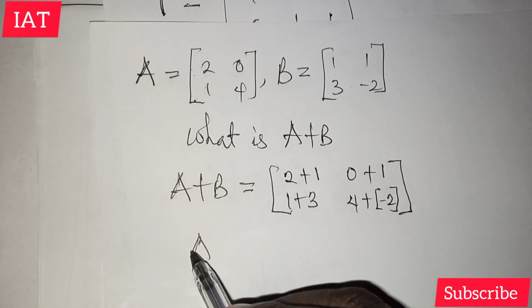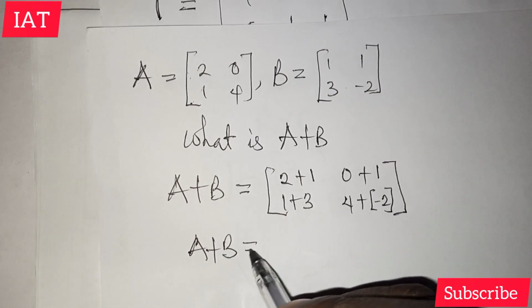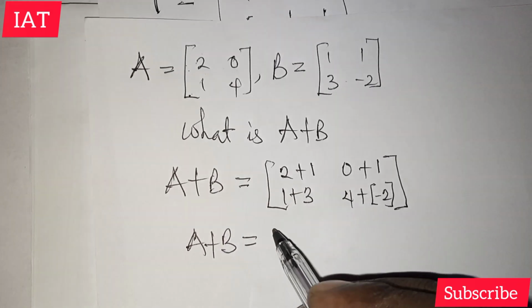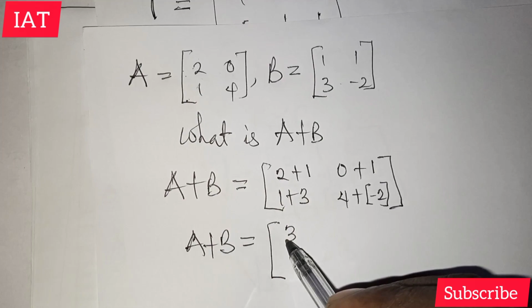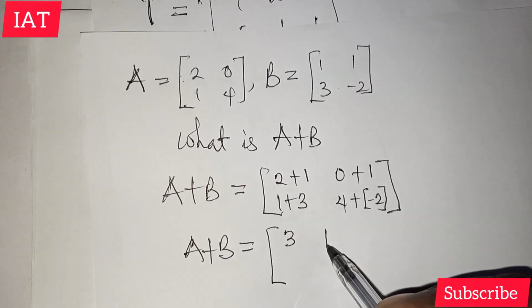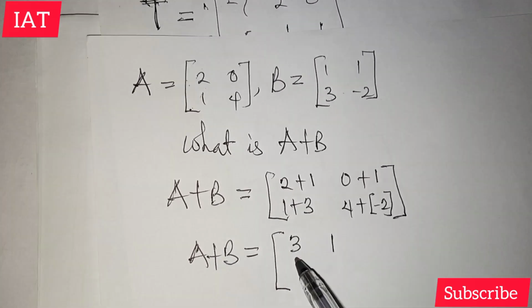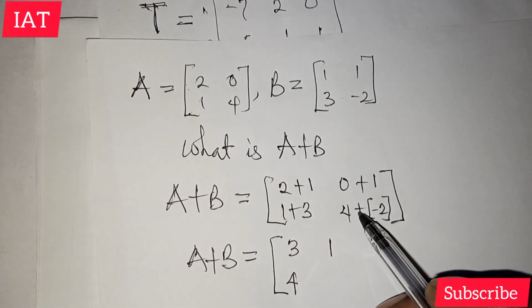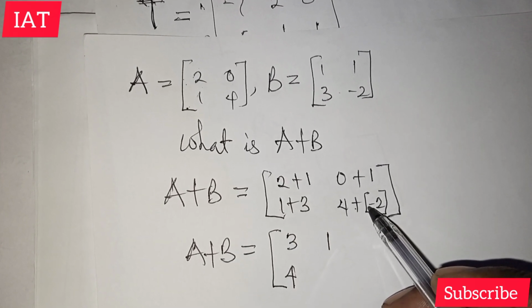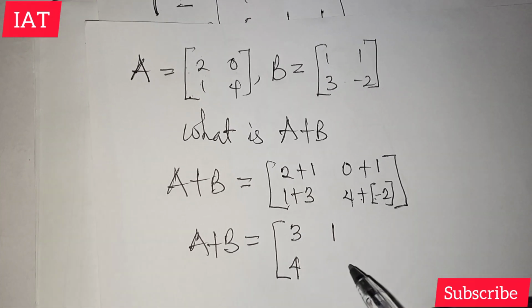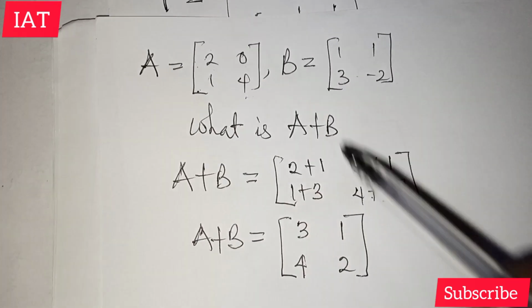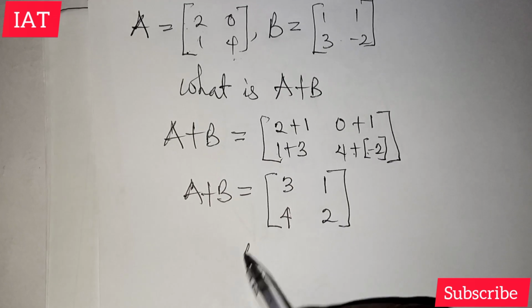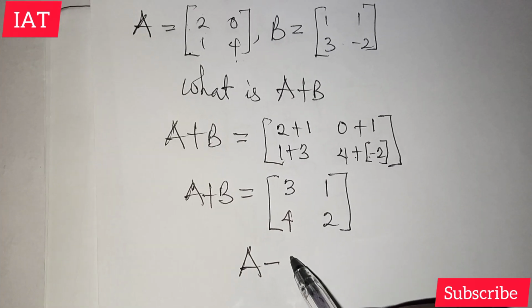And then A plus B will be equal to, how do we add this up? It's simple. The normal way you used to add your numbers. So this gives us 3, and 0 plus 1 is 1. 1 plus 3, that is 4. And plus multiplied by minus gives us minus. So 4 minus 2 will give us 2. And this is the result. So with this problem, we can also ask you to find A minus B.